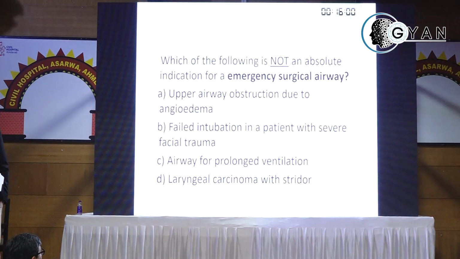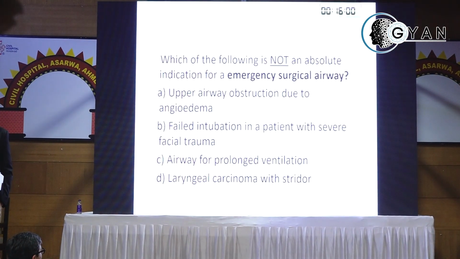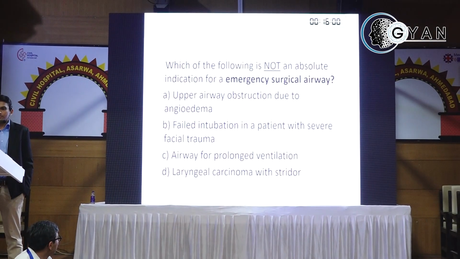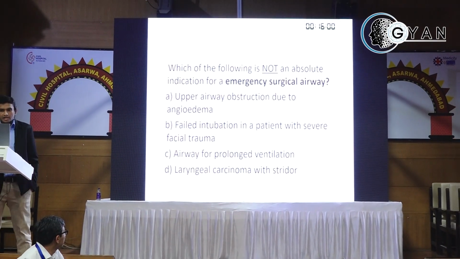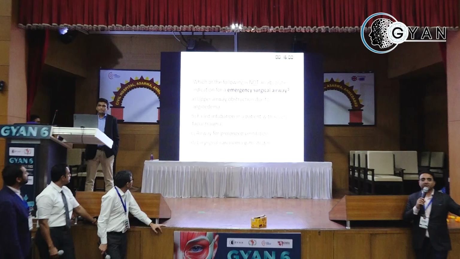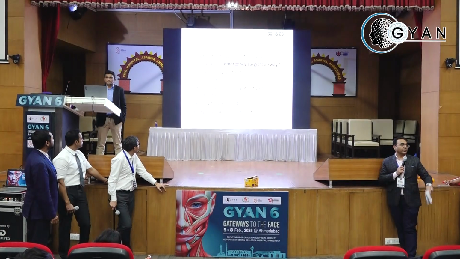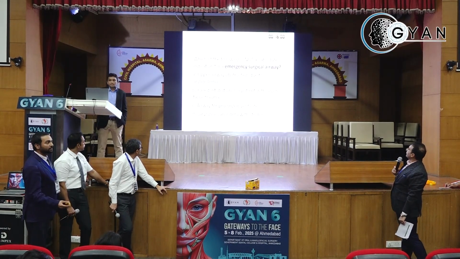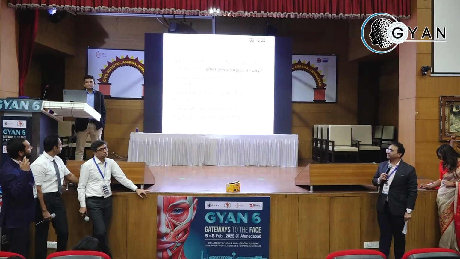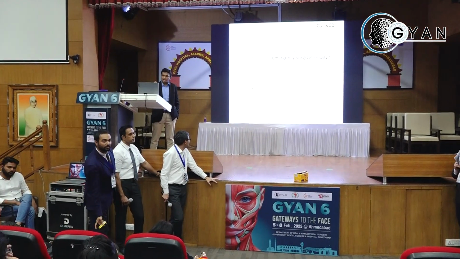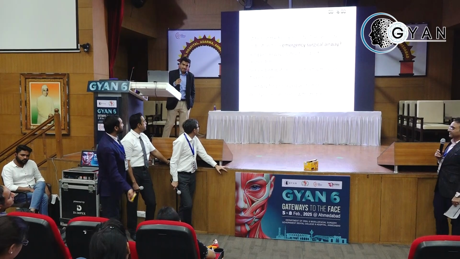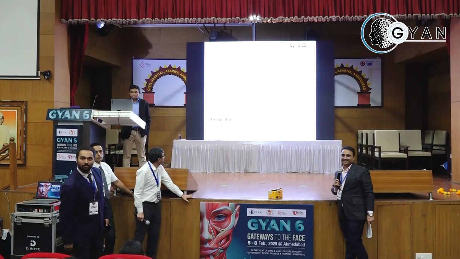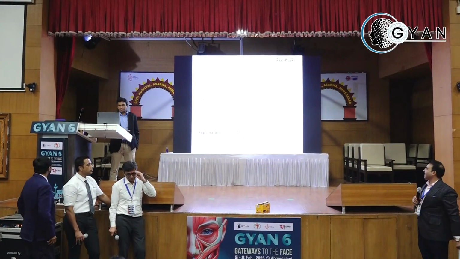Now again, very carefully, which of the following is not an absolute indication for emergency surgical airway? I have just narrated all the indications. Now which one is not an absolute indication? Who wants to answer? B, failed intubation in patient with severe facial trauma? No, that is one of them. C, yes, exactly. In airway for prolonged ventilation, the patient is already intubated. You already have an airway, you just need to shift them to a more permanent airway. So that is not an acute emergency.